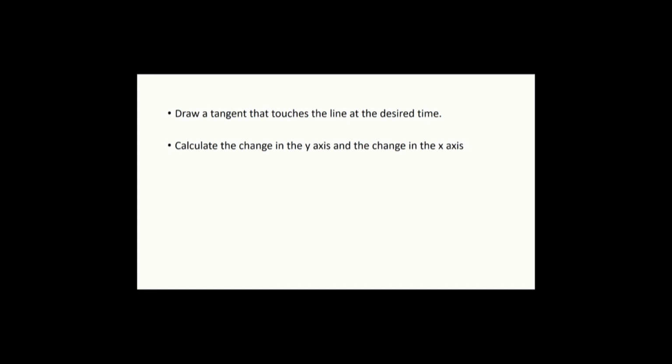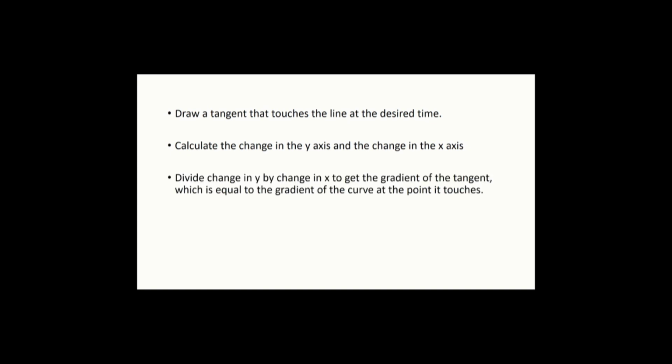So just those 4 steps again. We draw a tangent that touches the line at the desired time. We calculate the change in the y-axis and the change in the x-axis, and then we divide the change in y by the change in x to get the gradient of the tangent, which is equal to the gradient of the curve at the point it touches. And that gives us the reaction rate.